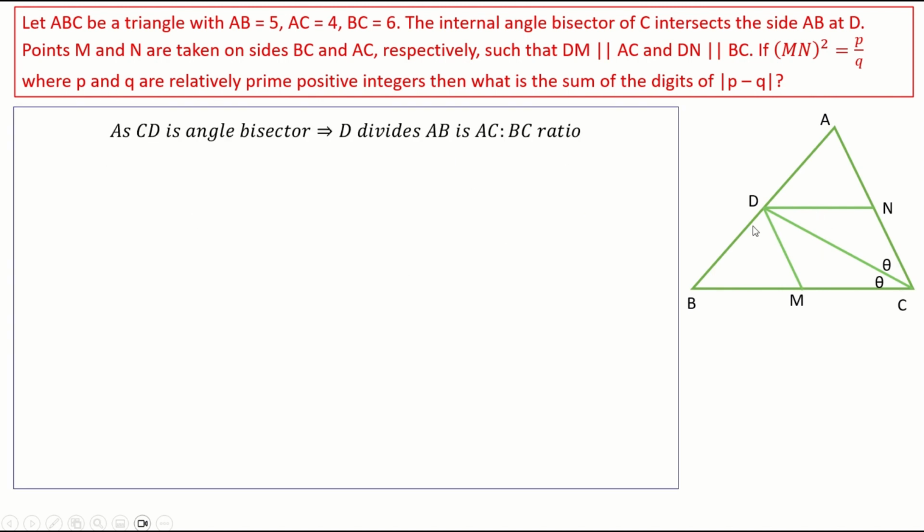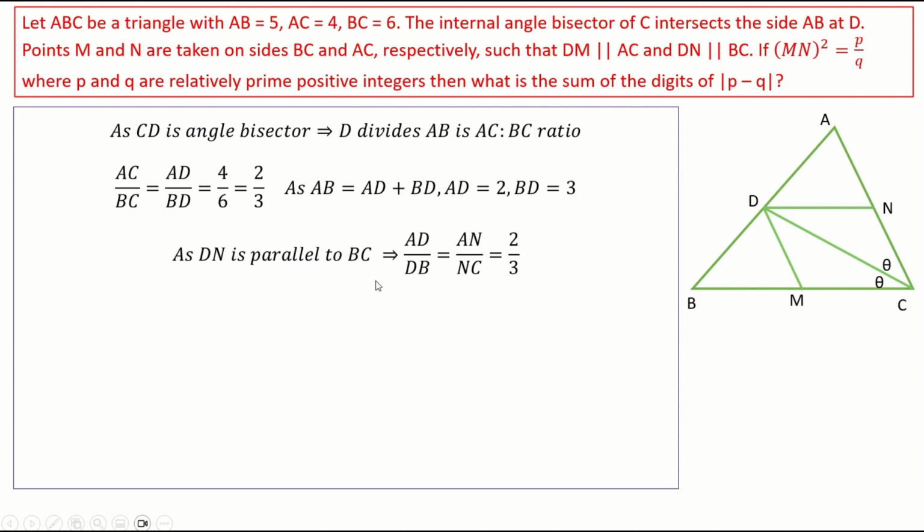Okay, CD is the angle bisector, which means it divides AB in the ratio of AC to BC. AD is to BD equal to AC by BC. Since the values are given, we replace it with 4 by 6, which is equal to 2 by 3. Now AB equals AD plus BD, which is 5, it is given. That means AD and BD should be 2 and 3, right? Okay, so hope you understood up to this point.